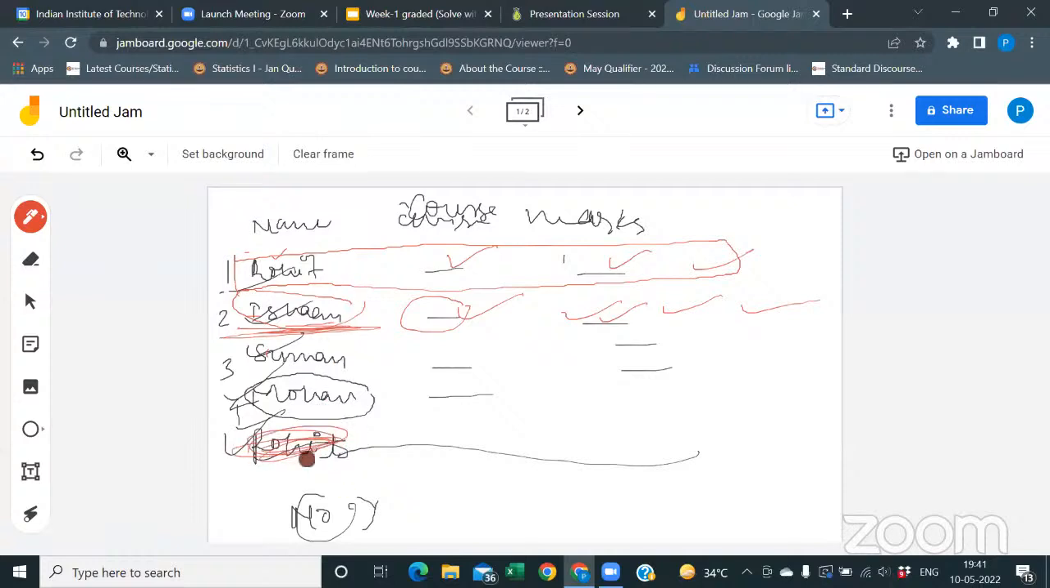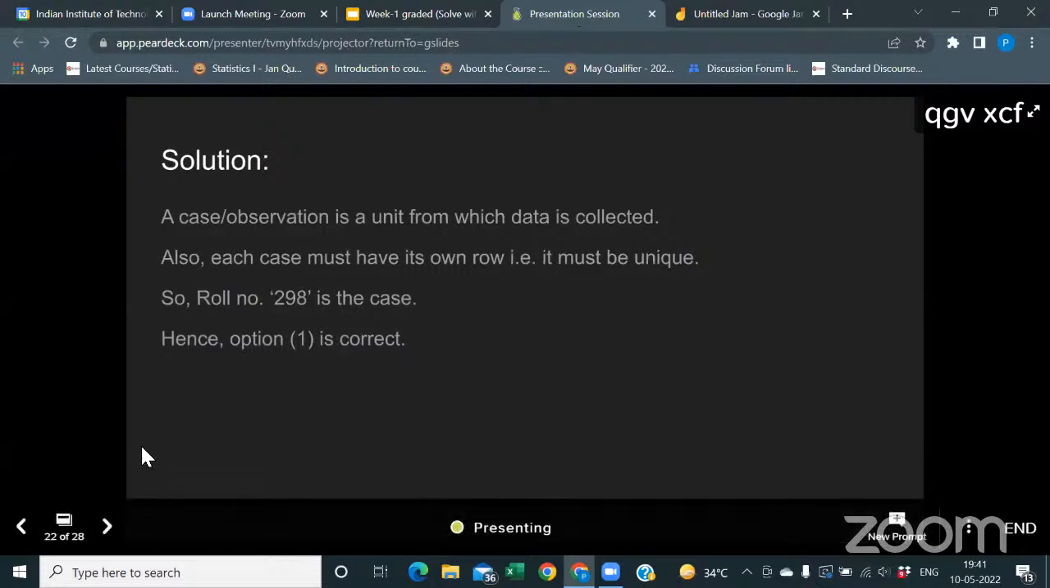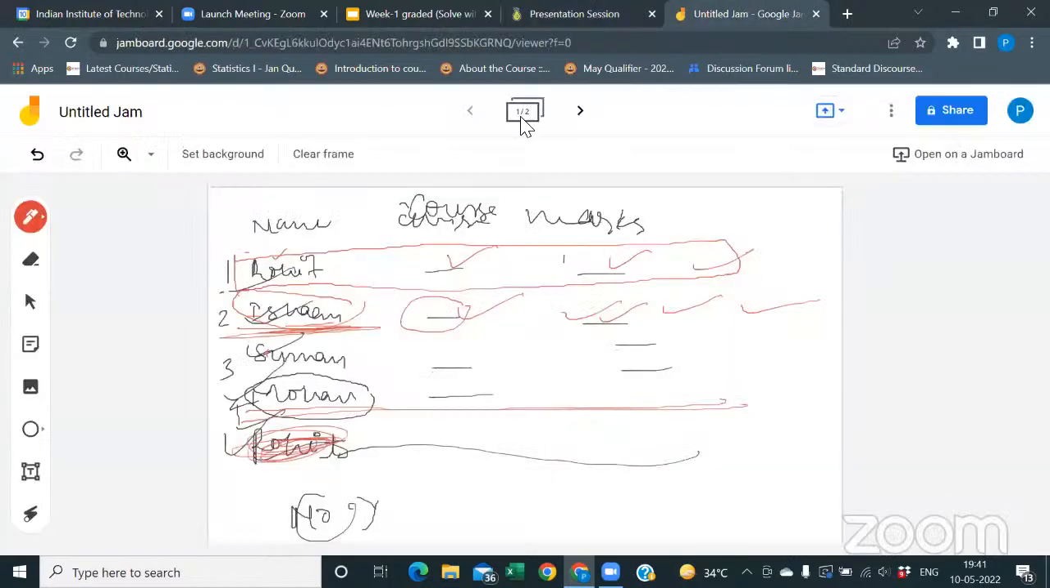Suppose there is no double row, only these four unique names. Suppose every column and every row has unique identities and numbers, then what do we call it? Read the first line: a case or observation is a unit from which the data is collected. And name is a unit for which data is collected. For Rohit, I collected the course, I collected the marks.